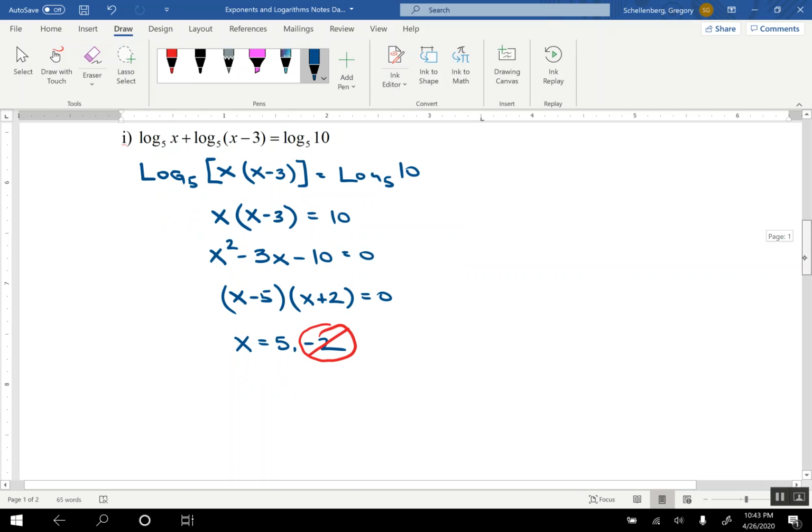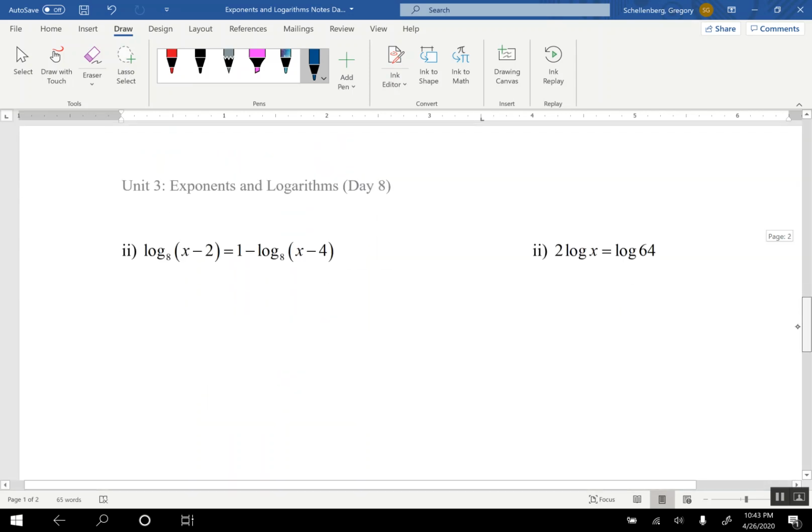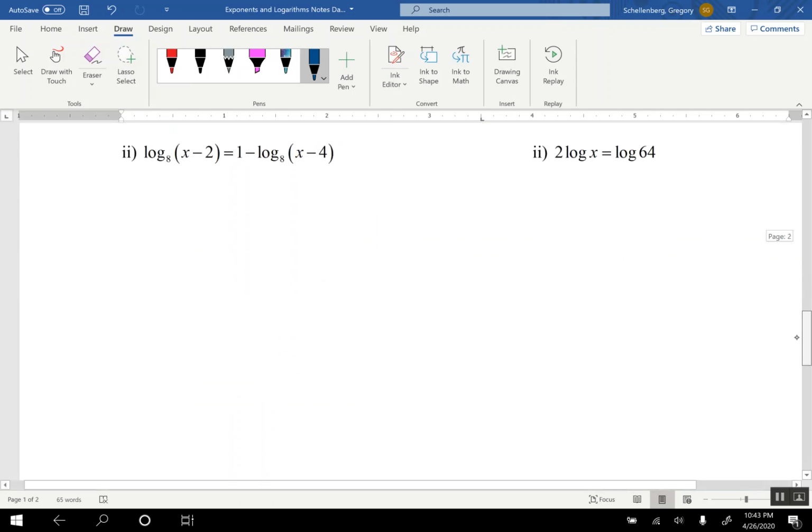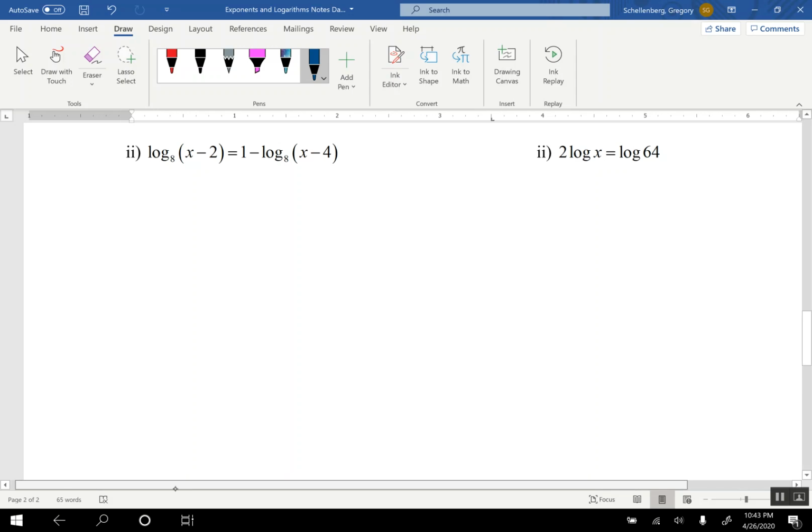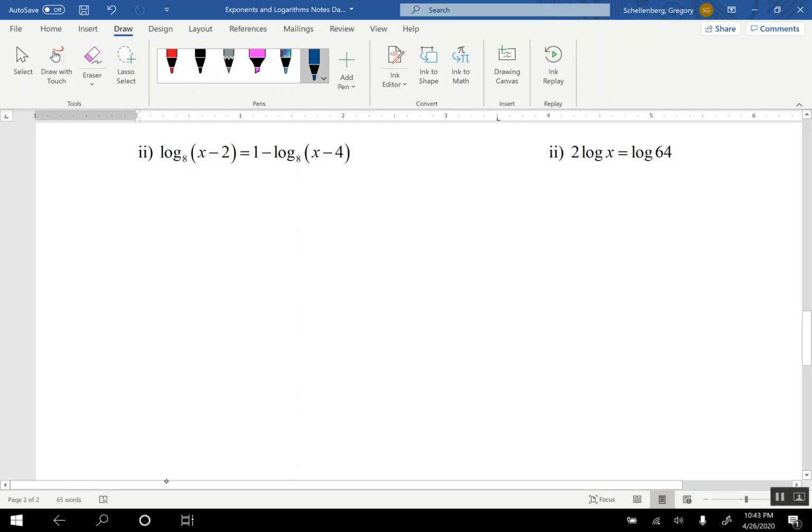All right, moving on. Okay, I'm going to manipulate this equation to turn it into a type 2 equation. And I'm going to do that by taking that negative logarithm from the right-hand side of the equation, and I'm going to move it to the left-hand side of the equation in the first step.